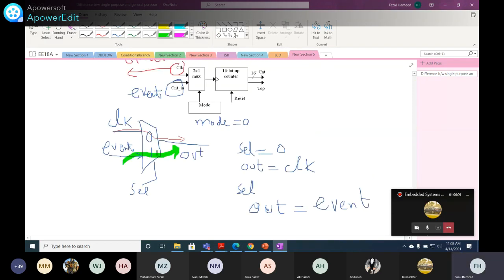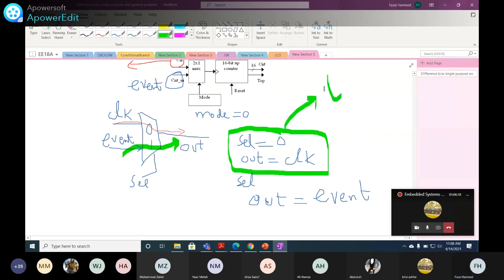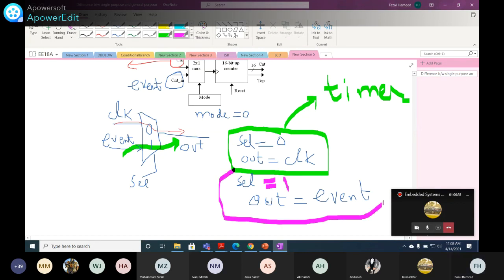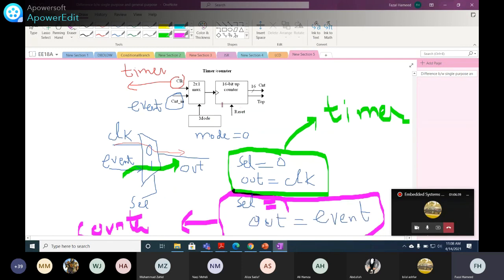So the clock out, or it can be determined on the select line. If the select line is 0, its output is a clock. So are we using it as a timer or a counter? Timer. And if the select line is 1, what does it imply? We are selecting this as a counter. This counter can also be used. And what does the stop signal indicate? The stop signal, this stop.